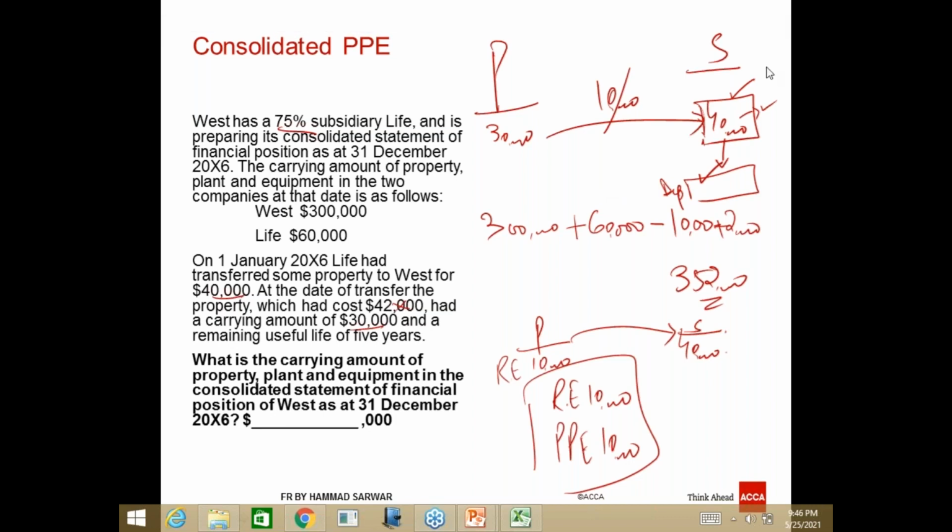If the transaction was the other way around, then we never use the 42,000 because it was the historical cost of the asset. So the treatment will be similar, but when the subsidiary company has earned the profit, you need to distribute the profit between the group and NCI. So the final answer for this question is 352,000.